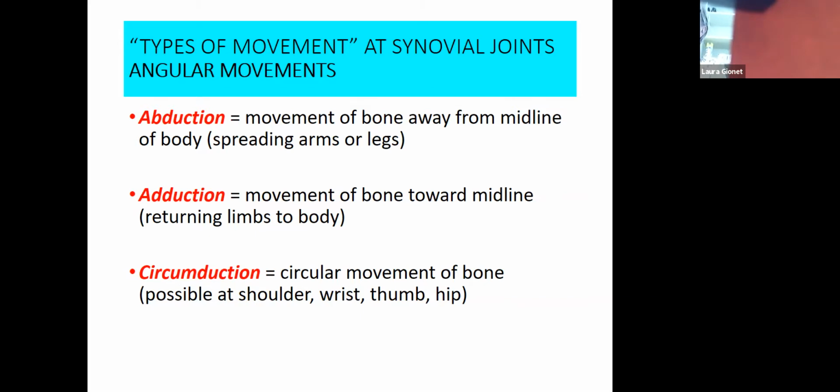Circumduction is a circular movement of a bone. It's possible in the shoulder, the wrist, the thumb, and the hip, especially the shoulders and the hips, because you can rotate your arm in big circles. You can rotate your leg at the hip joint in big circles, right? Your thumb, rotate your thumb in circles, as large as you can. Those are good examples.